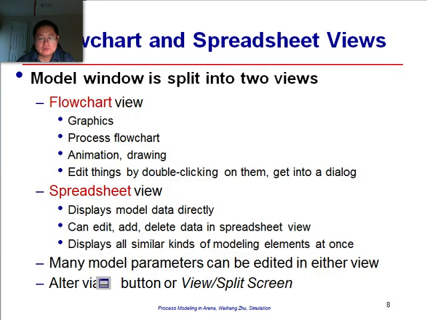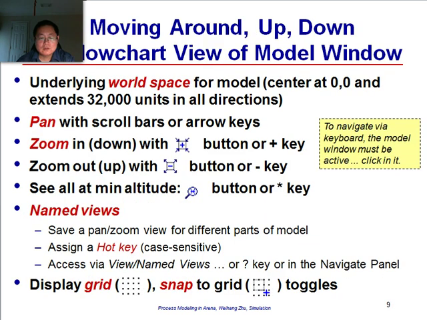We introduced two main views in the previous figure, flowchart view and a spreadsheet view. The flowchart view shows the graphics and workflow. The spreadsheet view shows all the relevant data. The flowchart has a coordinate system. The center is 0, 0. It extends 32,000 units in all directions.